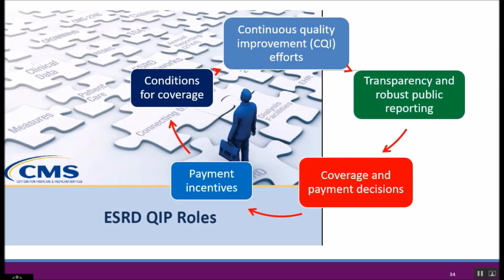The end-stage renal disease quality incentive program rules need continuous quality improvement effort. You have transparency and robust public reporting, identifying coverage and payment decisions: what are the incentives in hemodialysis payments, and what should be covered in these payment incentives.